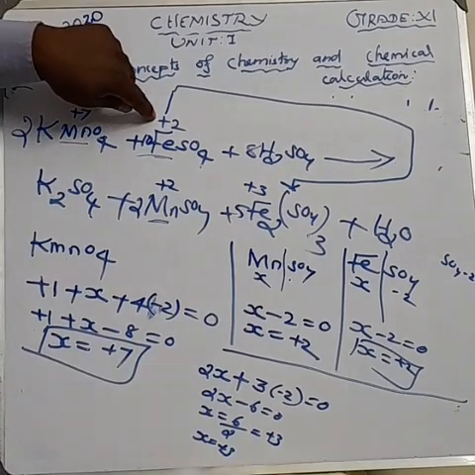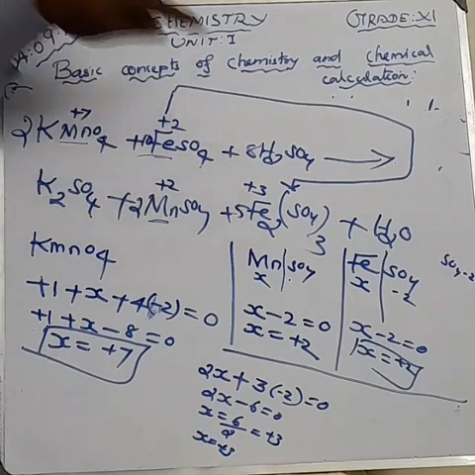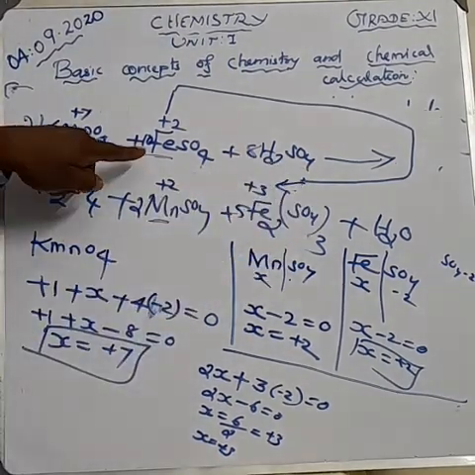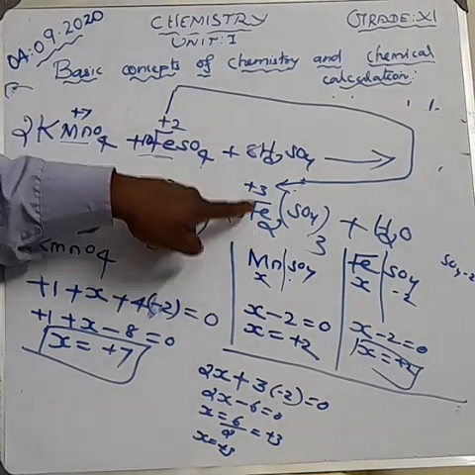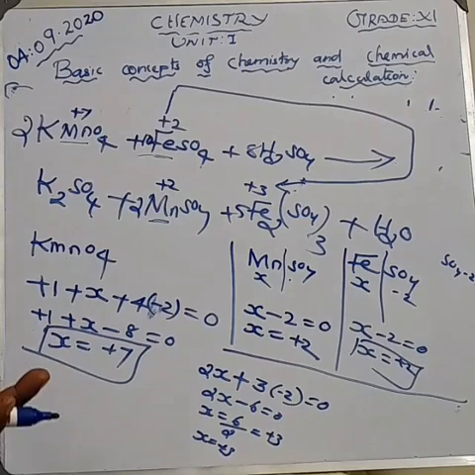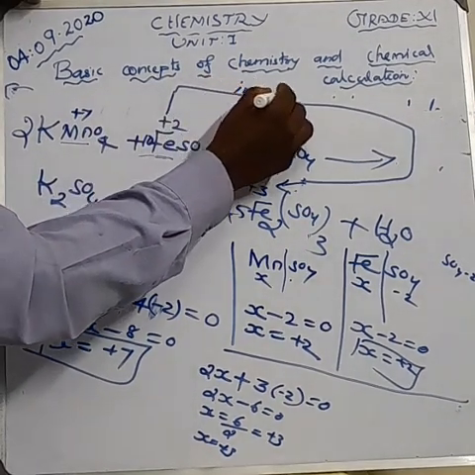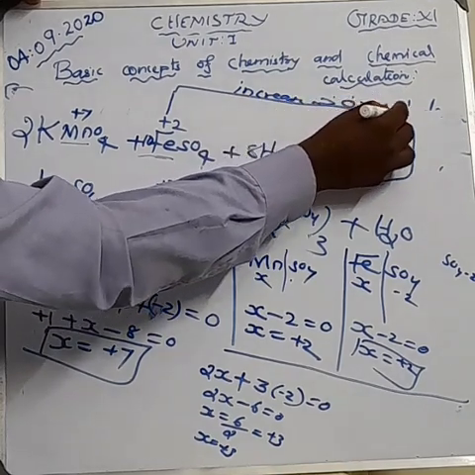Now this increase or decrease? Plus 2 is changed to plus 3. That is ferrous sulfate plus 2 is changed into ferric sulfate, that is plus 3. It is increase or decrease? Increase. So it is called oxidation. Which reaction? Oxidation.